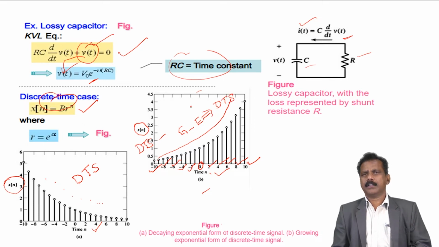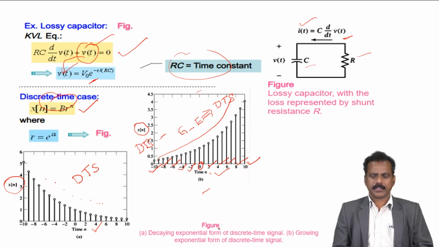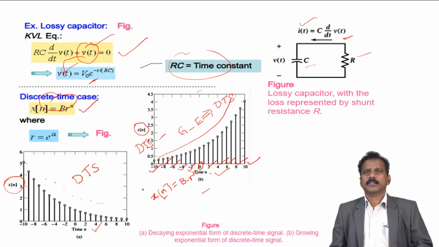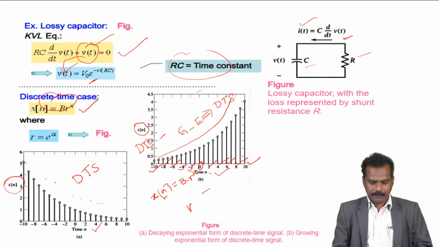Previously we verified the continuous time signal. Now it is a discrete time signal, where discrete time cases, x of n is equal to b into r power n, like this. So for the discrete case, you have to use r equal to e power alpha. Like this, you have to verify graphically.